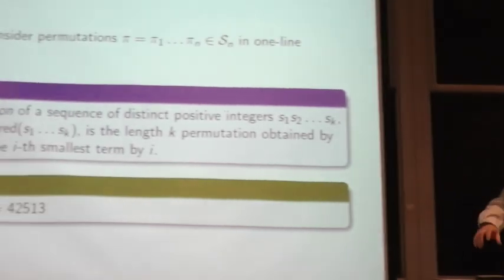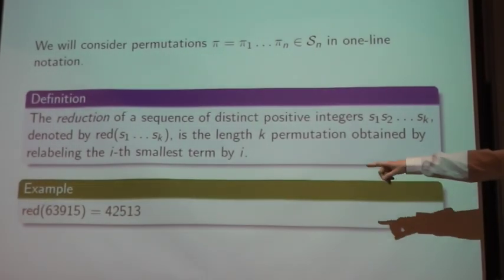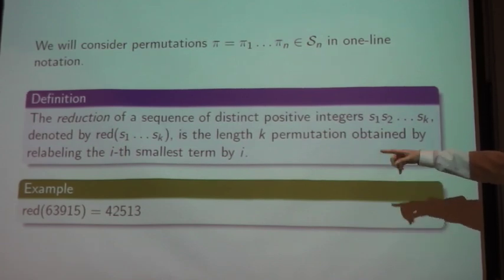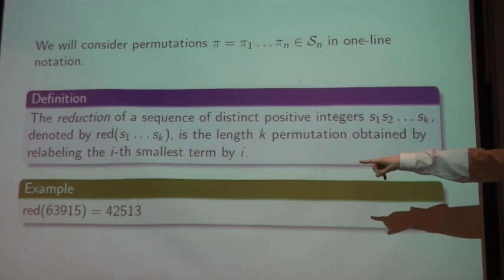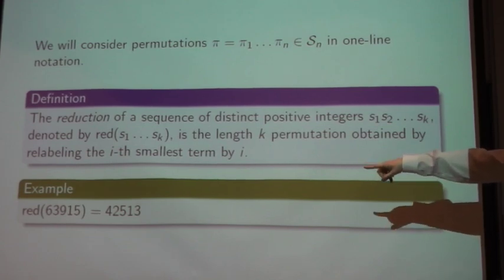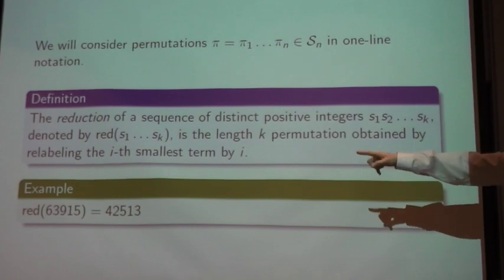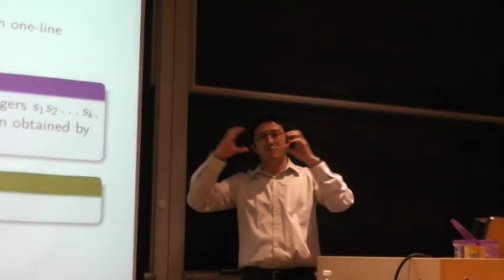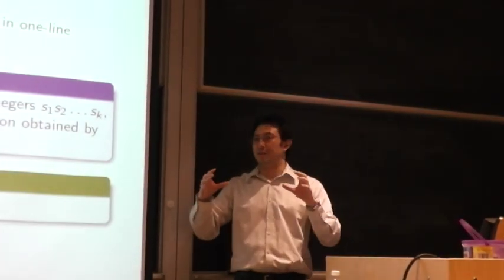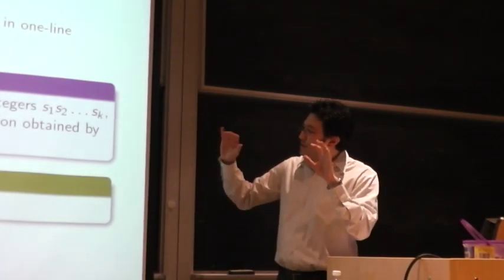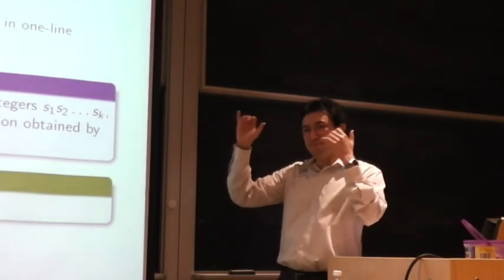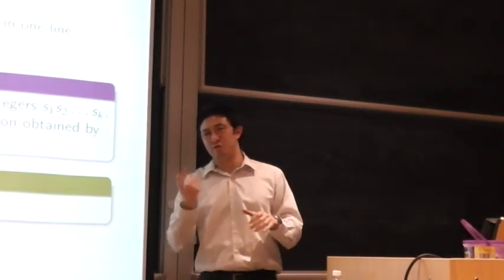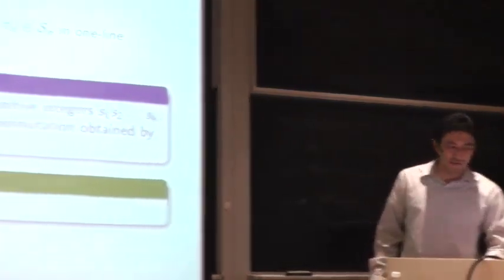As an example, if I take the reduction of the sequence 63915, the smallest entry is a 1, so that stays a 1. The next smallest entry is a 3, so that becomes a 2. The next smallest is a 5, that becomes a 3, and so on. The 9 is the largest, that becomes a 5. So in a sense, it takes any sequence of distinct numbers and maps it down to a corresponding permutation. Any two sequences that have the same reduction are also called order isomorphic, which I might occasionally say.